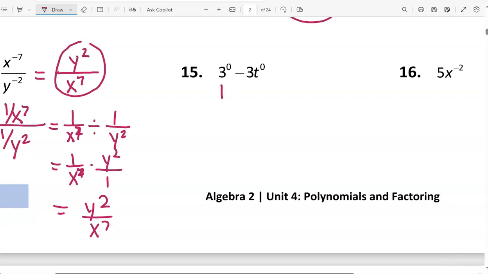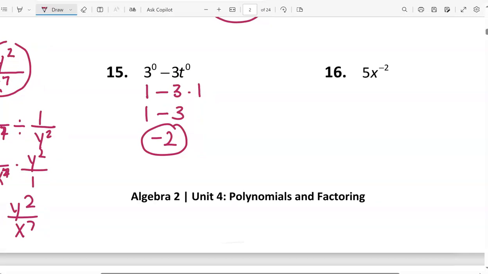Number 15, we have some 0 powers there. 3 raised to the 0 power is 1. And then t raised to the 0 power is 1. Now we can perform the multiplication. 3 times 1 is 3, and that result gives us negative 2.